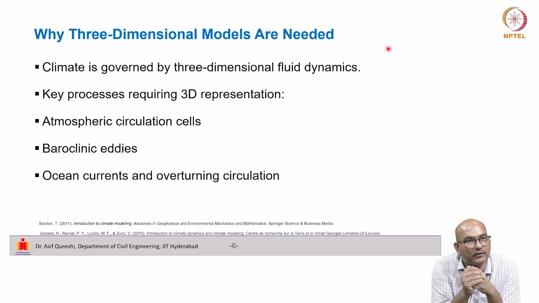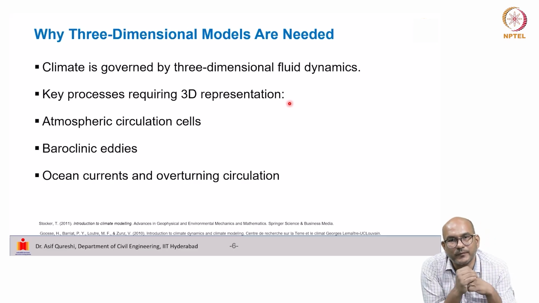So, then we come to the question of why the 3D models are needed. The most important, and maybe the only, main answer is that climate is governed by 3-dimensional processes. It is governed by 3-dimensional fluid dynamics. Therefore, if we want to accurately model these 3-dimensional movements, we require 3D representation.